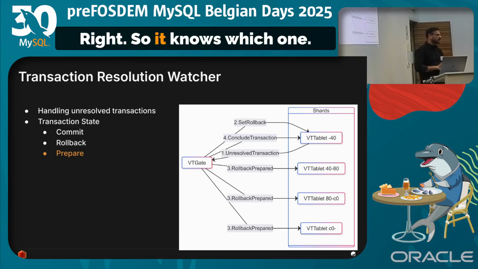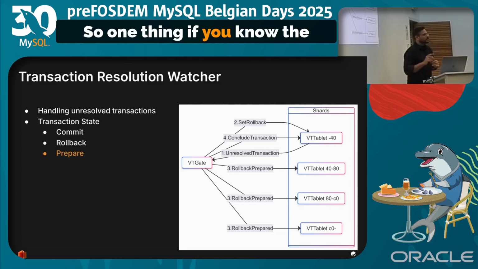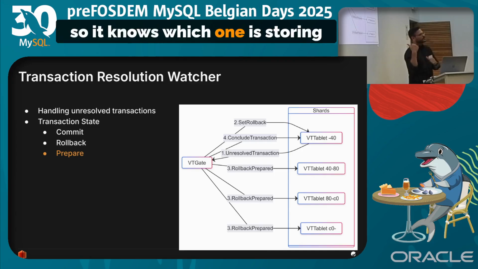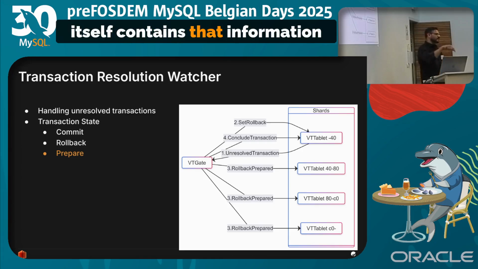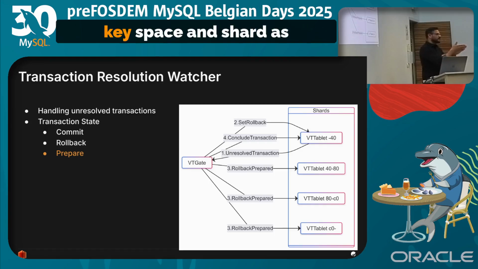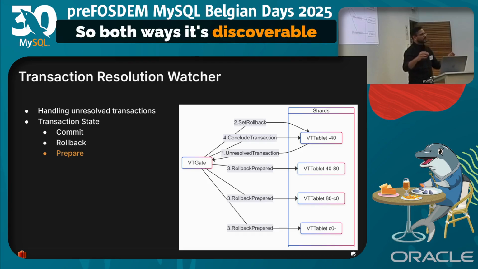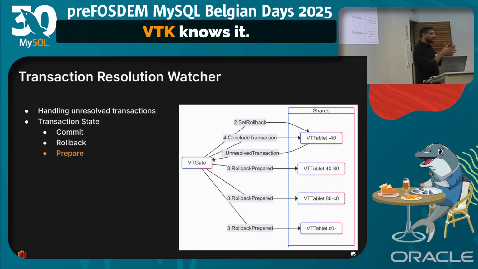So the VTGate knows which one, but if the VTGate fails and the transaction is taken over by another VTGate, how does it discover this fact? One thing is that the notification happens from VTTablet to VTGate, so it knows which one is storing the transaction metadata. But the other thing is the DTID itself contains that information, because the distributed transaction ID contains the keyspace and shard. So both ways it's discoverable which one is storing the metadata.